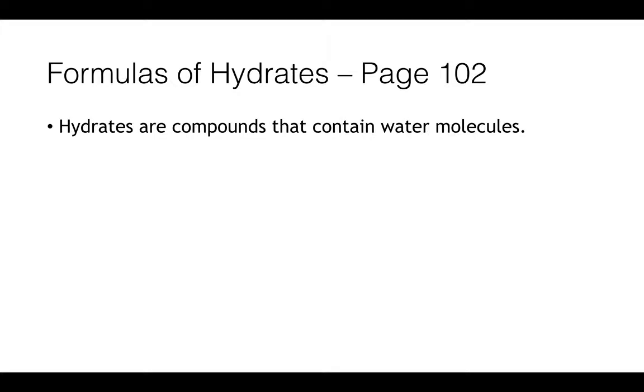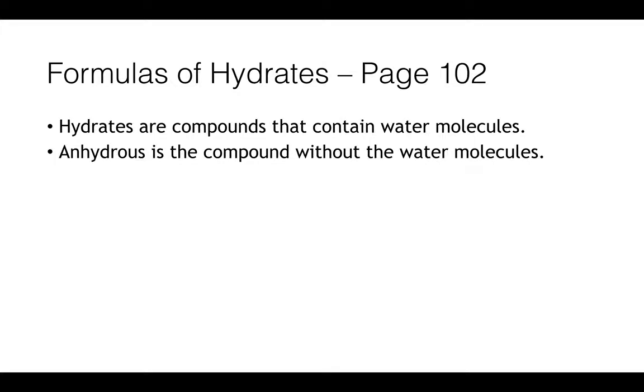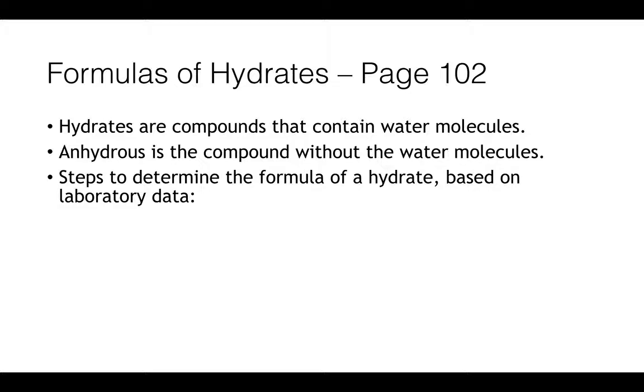The last part of this is the formulas of hydrates. Remember that hydrates are a compound that contains water molecules. And anhydrous is a compound without the water molecule, so it's the ionic salt. So steps to determine the formula of a hydrate based on laboratory data, and we're going to do a lab where we have to find the formula of a hydrate. So we're going to do these to get the data, do this type of lab. The first thing you're going to do is divide the amount of water by 18.02 grams per mole, because that's the molar mass of water. So if we divide the amount of mass of water by its molar mass, we're going to get moles.